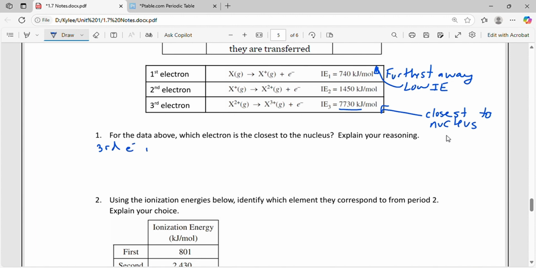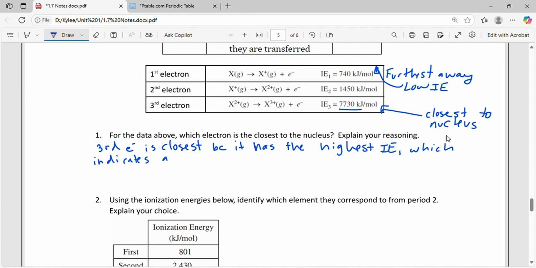The third electron is closest. And how do I know? I know that because it has the highest ionization energy. And then why does the highest ionization energy matter? That would be the thing that ties it together. So I need to say something along the lines which indicates a greater attraction to the nucleus based on, if we wanted to get real fancy, we could say based on Coulomb's law.